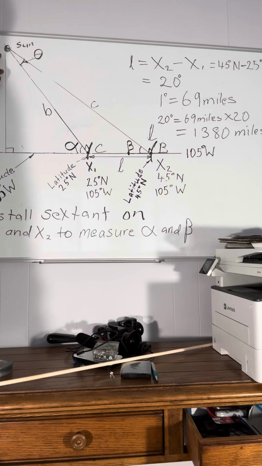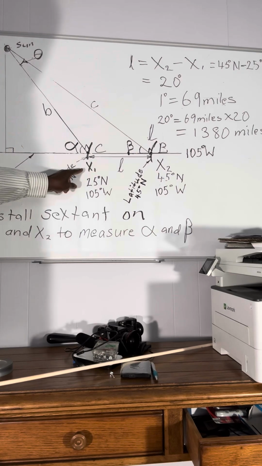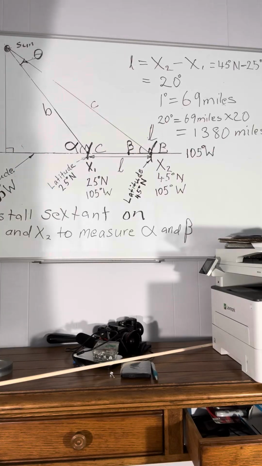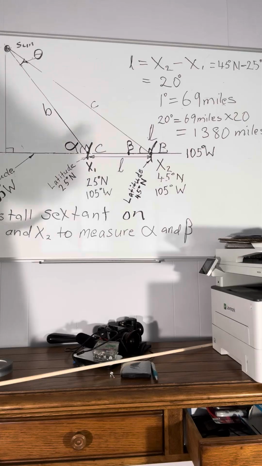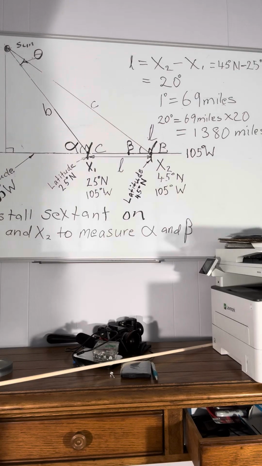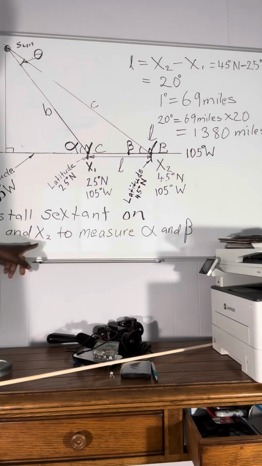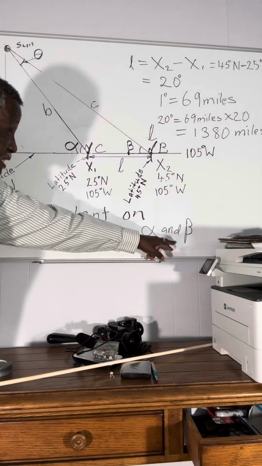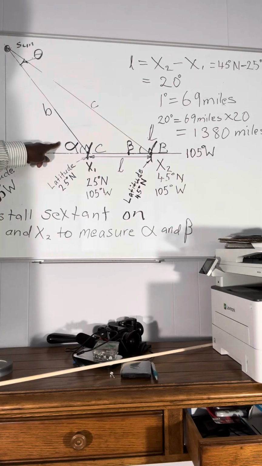These two points, the sun, sextant 1, sextant 2, they have to be on the same plane, a vertical plane. It should not lean. This one should not pass here or before here, the 105 west. Now, we installed sextants on X1 and X2 to measure angle alpha and angle beta.